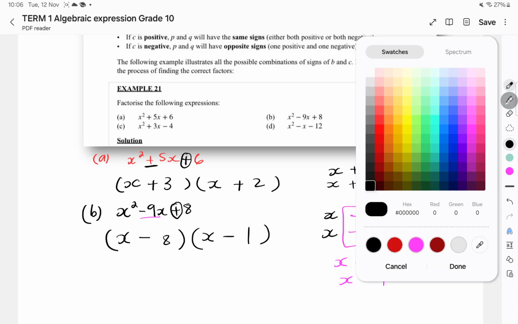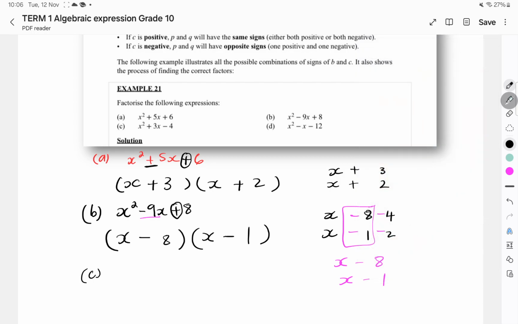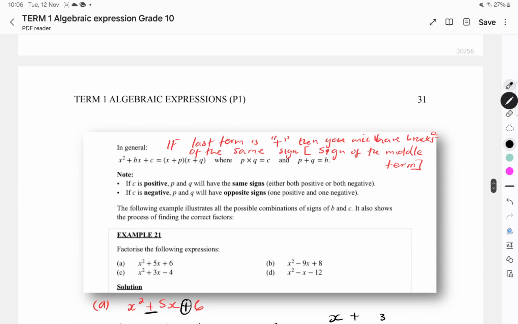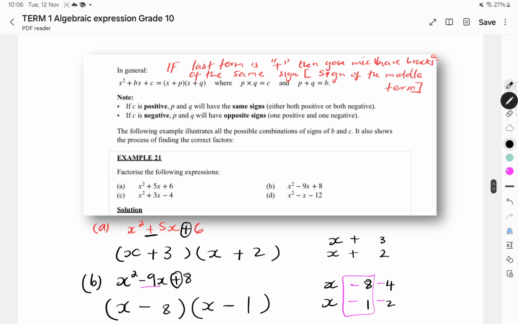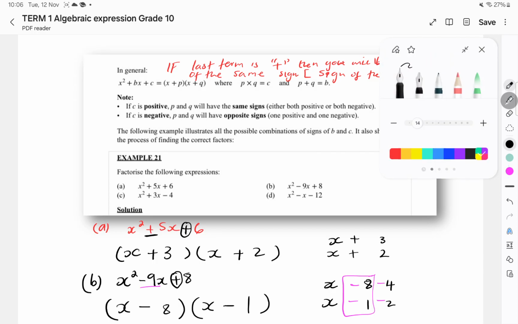Number C, I'm having x squared plus 3x minus 4. The last term now is negative. Let me make notes for you guys.